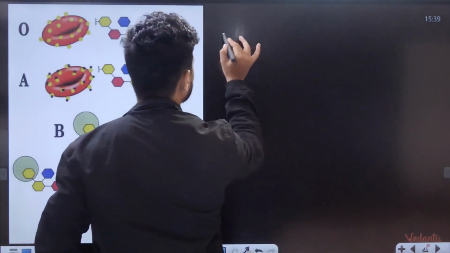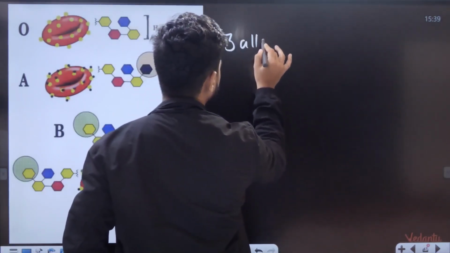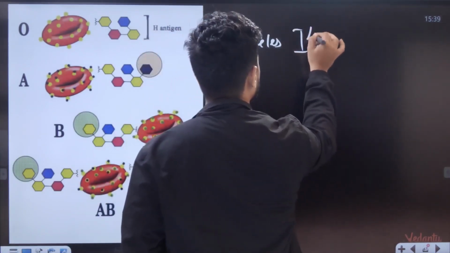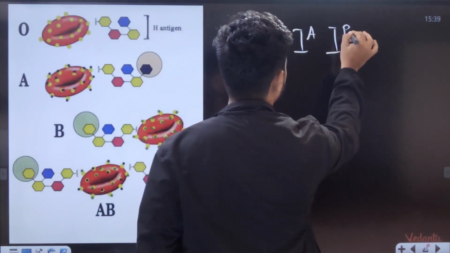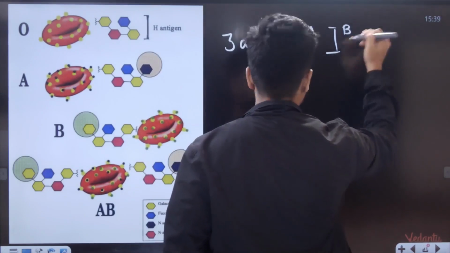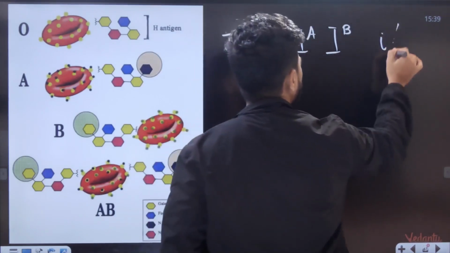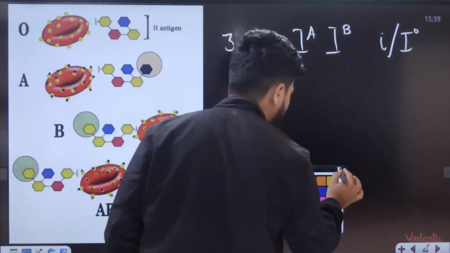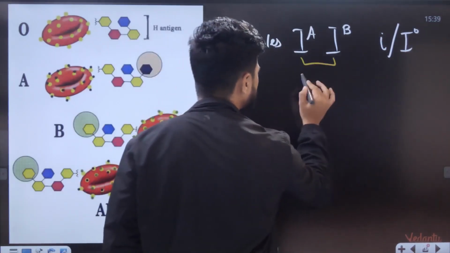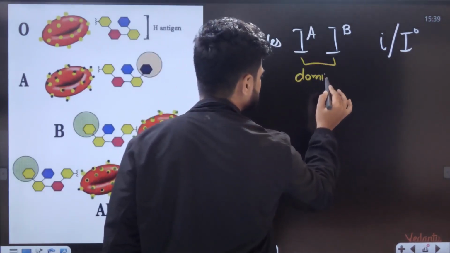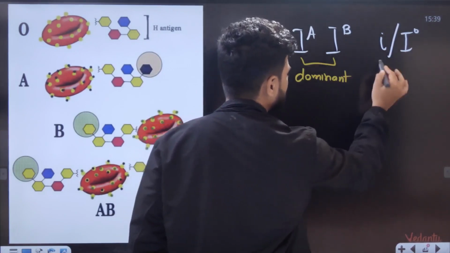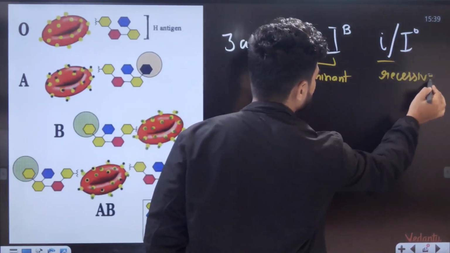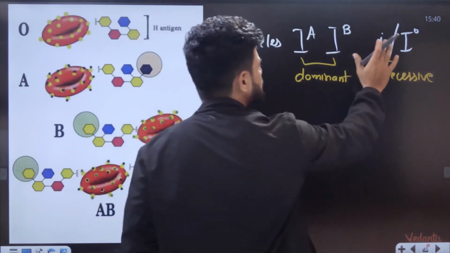Three alleles are present here. We have IA, IB and IO, we can just say small i or IO. Three different alleles. Out of these three, these two are dominant and this one is recessive.